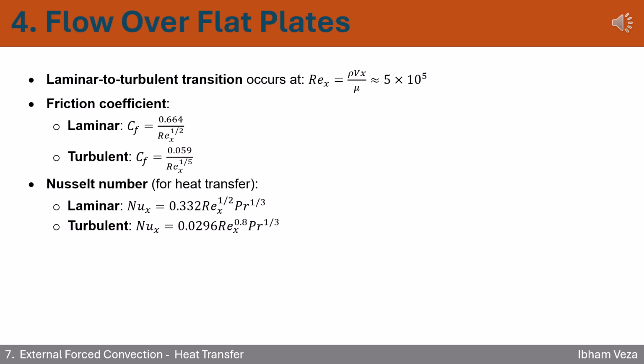In laminar flow, the equation depends on the square root of Reynolds number and Prandtl number. For turbulent flow, it's a bit more complex, with the Reynolds number raised to the power of 0.8. These formulas aren't just academic, they help engineers predict how much heat a surface will lose or gain when fluid flows over it. That's crucial for designing things like aircraft wings, car bodies, or cooling plates.